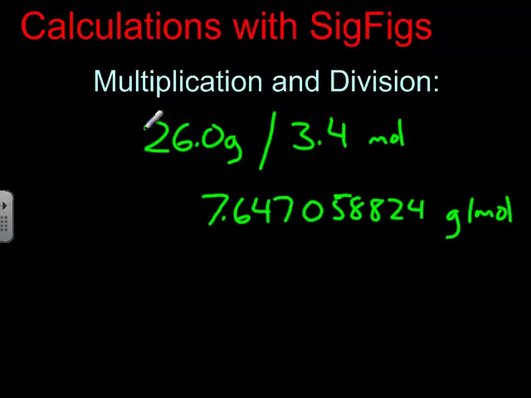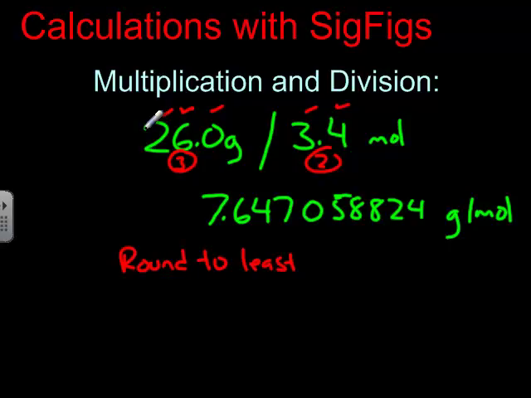So the rule for multiplication and division is it's the least number of SigFigs of any of your measurements. So the first one has 3, right? Okay, it's got a 0 after the decimal. Second one has 2. There's no zeros there, so we just count them and there's 2. So what we do then for multiplication and division, this is most of what we do, is we round to the least number of SigFigs. In this case, 2.